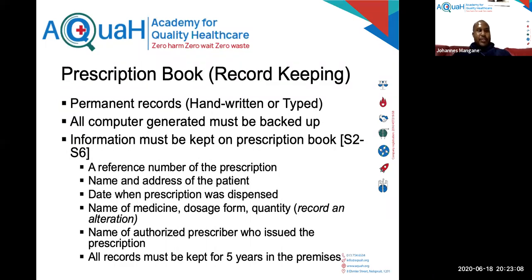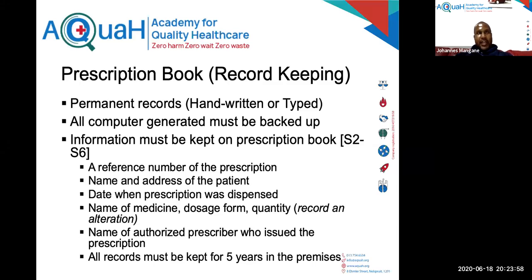So prescription books, these are permanent records. They can either be handwritten or typed. If they're typed, you'll need to have a system that you back up such records, and such a system must be secured so that people cannot have access to them, because such records need to be kept confidential. What information needs to be kept in such a prescription book? Here you'll see that there's a difference between your schedule 0 to 1, and then schedule 2 to 6.